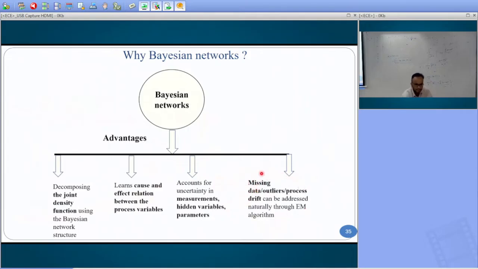once you write the joint density function of a simple Bayesian network, you can easily write a joint density function for missing data and outliers as well. So you can easily address the noise characteristics inherently, everything can be addressed inherently without adding any additional layers to it. Okay, any doubts?